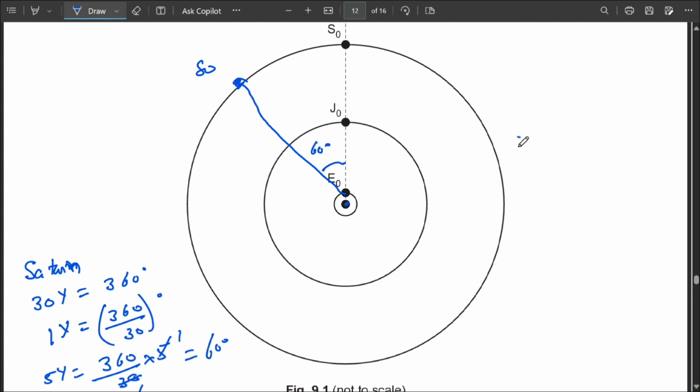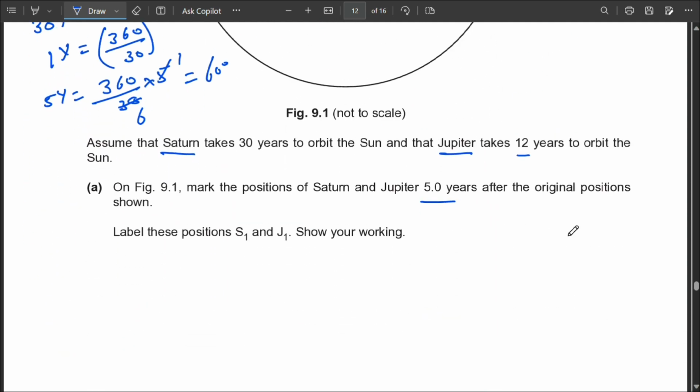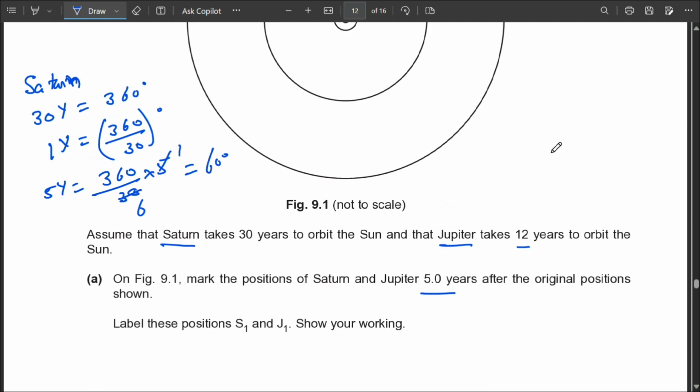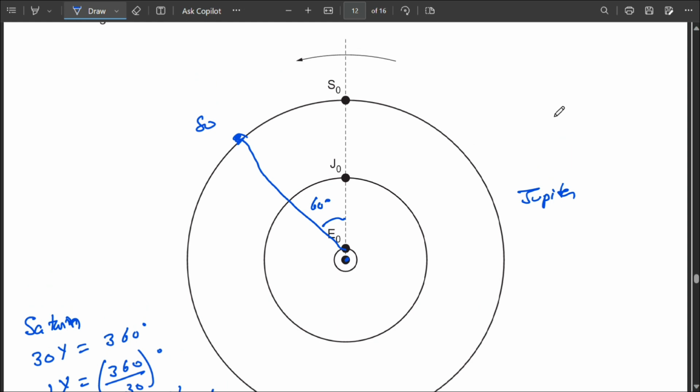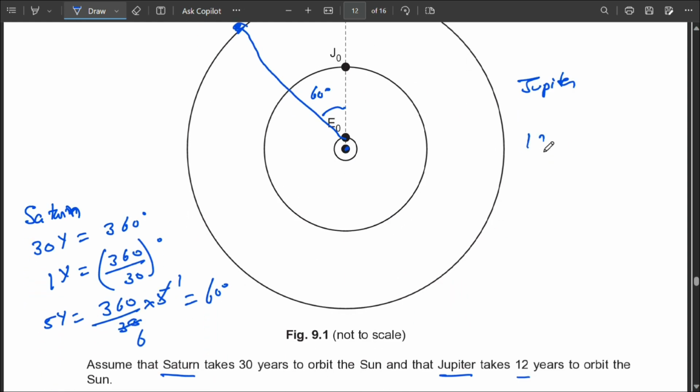Now I'm writing for Jupiter. Because it is anti-clockwise, you take this angle. Jupiter takes 12 years to orbit the sun, 360 degrees.